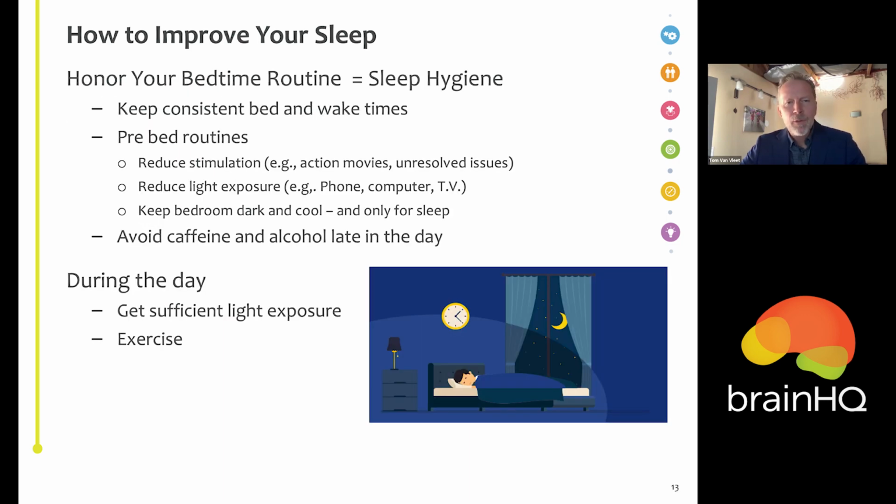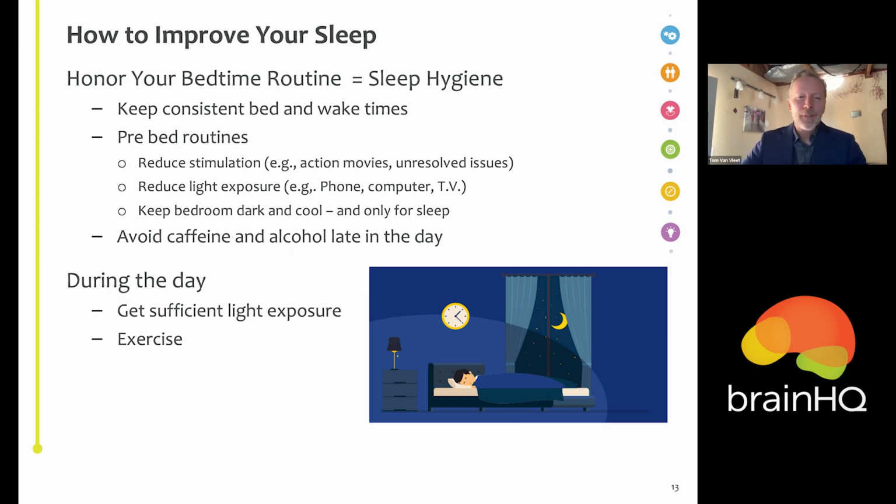Yeah, so this bedtime routine that was part of the poll here is characterized as what's called sleep hygiene. This is comprised of a few general recommendations, which are borne out in the science, and I think if followed diligently and consistently can serve to improve your sleep overall, such as keeping a consistent bedtime and awake time, having some pre-bed routines like reducing the amount of stimulation, not engaging the brain too much in action movies or things that really rile up your alertness system, or opening the can of worms on unresolved issues before you go to bed. Also a bad idea.